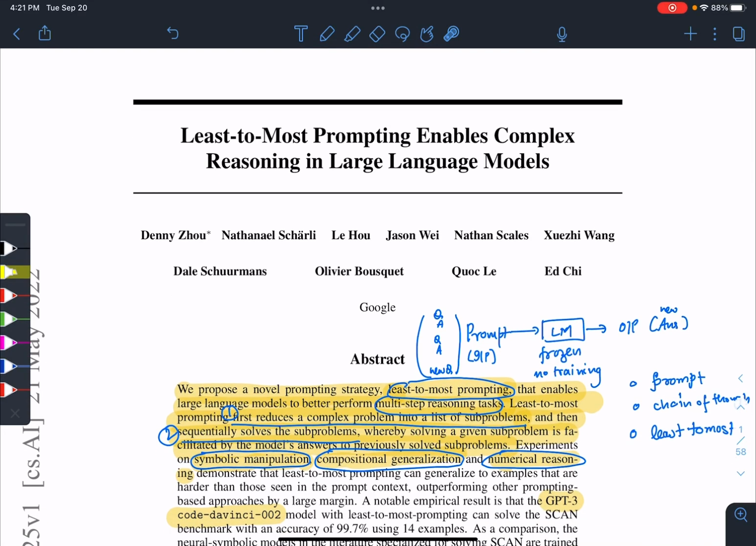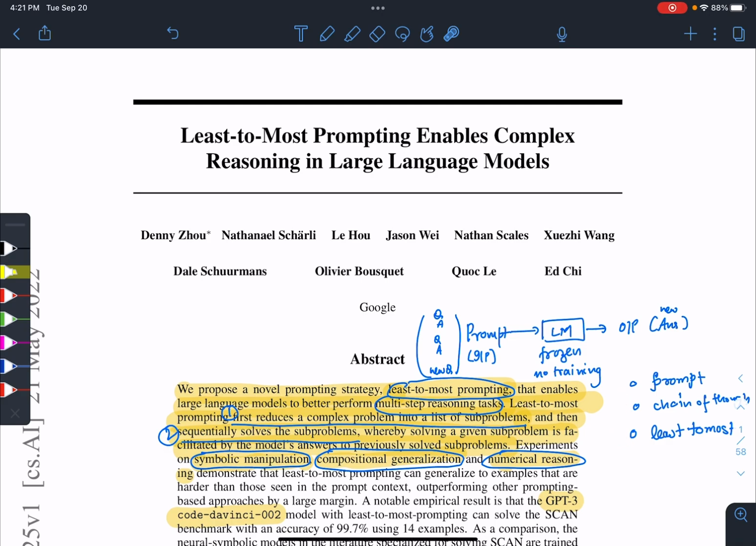Hi everyone. So today's paper is about a prompting strategy called least to most. This method is built upon the chain of thought prompting strategy. So before moving forward, let's just have a look at what these different strategies are.